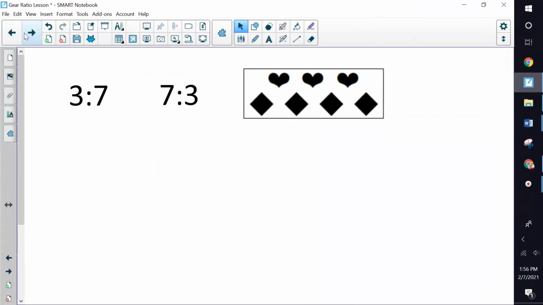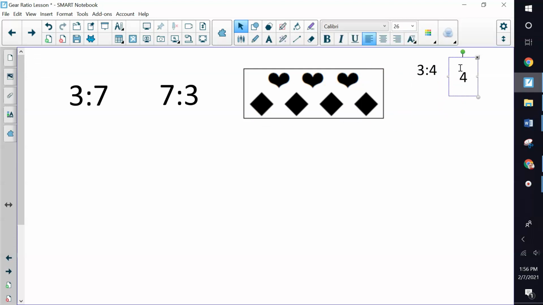Here's an example from our homework. Your job on your homework assignment was to write 3 different ratios using this information right here. One example could be 3 to 7 or 7 to 3. You could also write 3 to 4. Here's another example, 3 to 4, meaning 3 hearts to 4 diamonds. Or you can also write 4 to 3. There are 4 different ratios that you could write using this information.